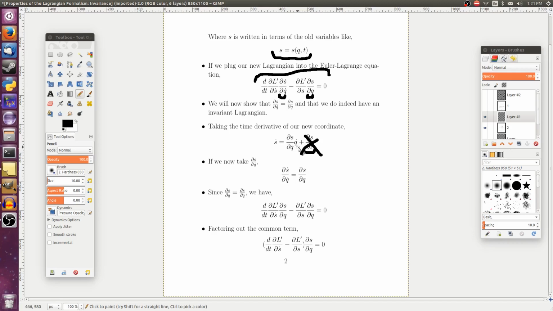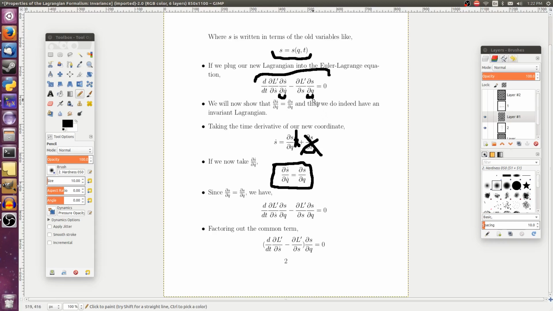And then right here, we have partial S over partial Q, which is not going to be a function of Q dot, multiplied by Q dot. So whenever we take the partial derivative of that with respect to Q dot, this just goes to 1. And this is just our fancy constant like before. It's not a function of Q dot, so it stays there. So we then have partial S dot over partial Q dot is equal to partial S over partial Q.